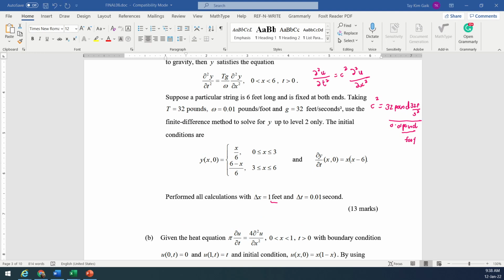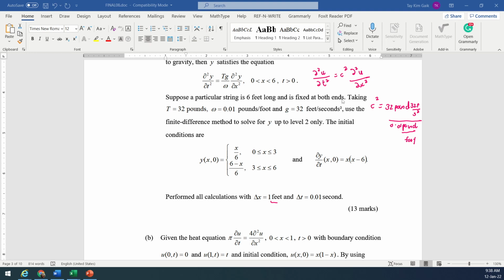So Indrajit, are you around? Indrajit? Okay, Lim, Yu Qi, Lim, also not around. Okay, yes. So the string is fixed at both ends.